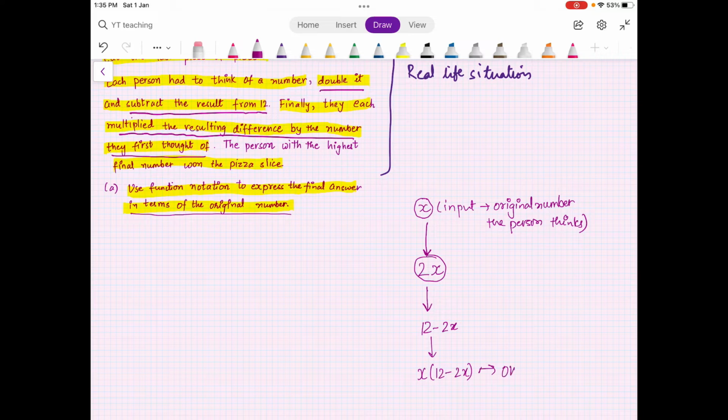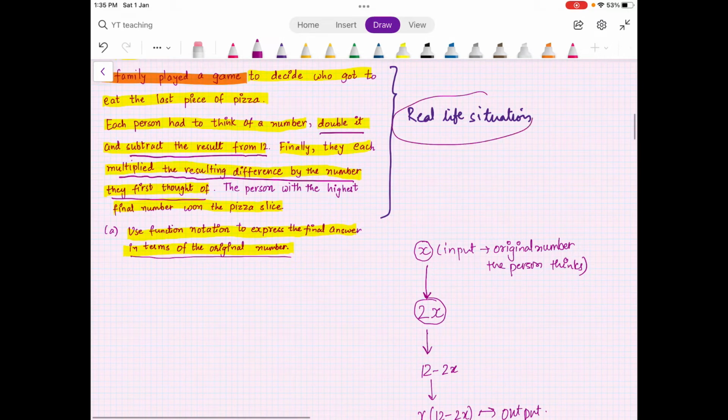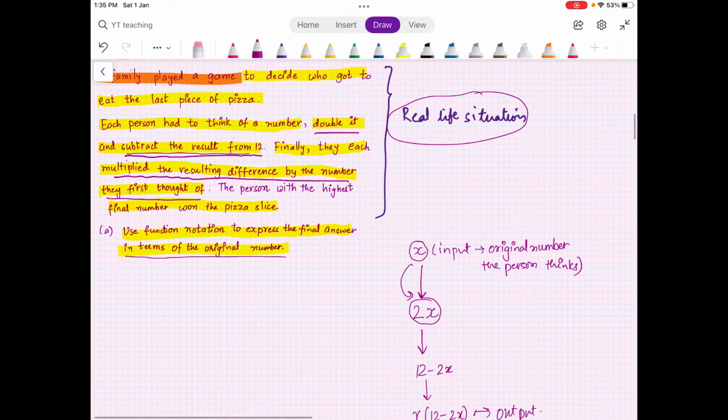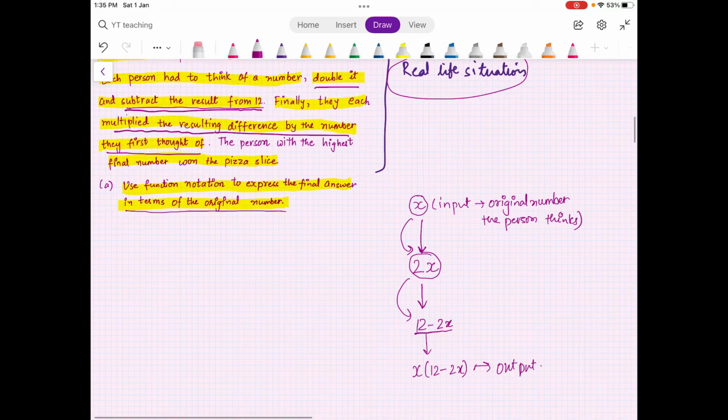Okay, so now you understand this particular real life situation, because you have to first double the number and then subtract the result from 12. So this is what we have done, 12 minus 2x, and whatever the difference is, you have to multiply it with the originally thought number. So that is x times 12 minus 2x, right? So this is our output, so we will write it as f of x.